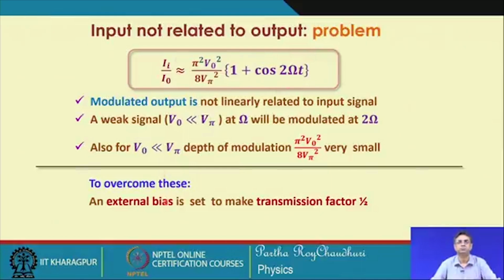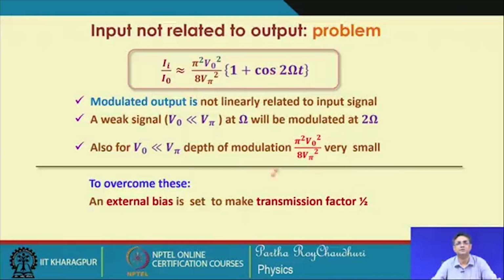using some external bias to the system to make the transmission factor 50%. So, this modulated output is now not linearly related to the input. These are the outcomes, and a weak signal at omega will be modulated at twice omega. For a peak voltage of the modulating signal much less than the half-wave voltage, the depth of modulation is given by this quantity, which is also very small.